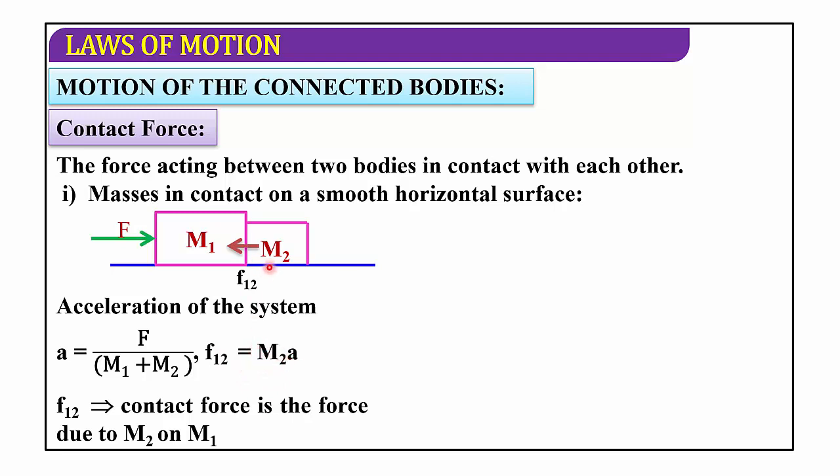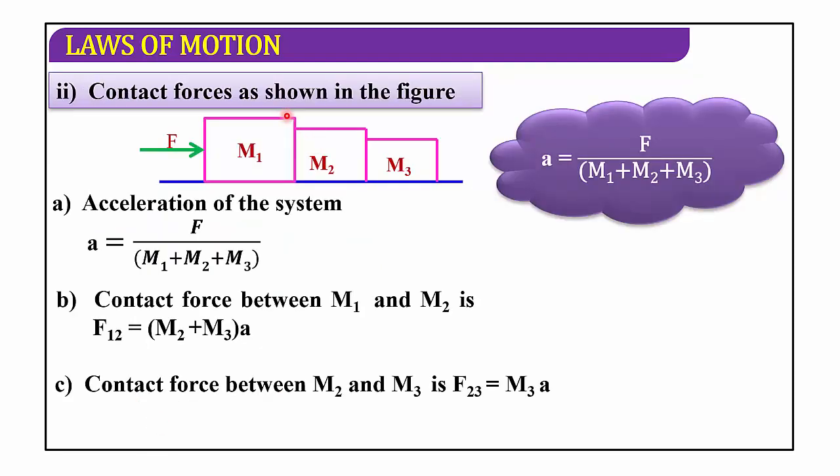But who is applying force? M2 is applying force. So you can write M2 into A. What is F12? Contact force is the force due to M2 on M1. Now, second point. Contact forces as shown in the figure.